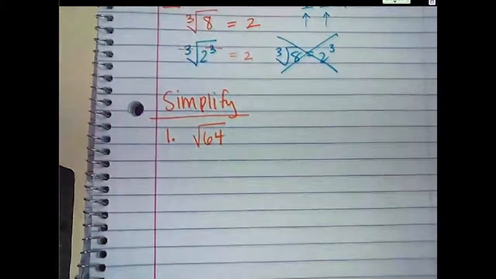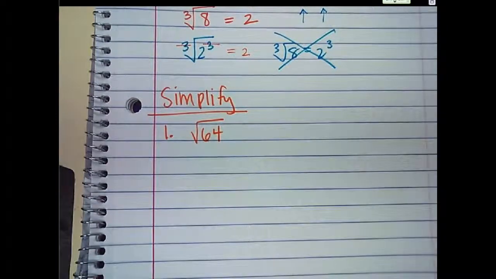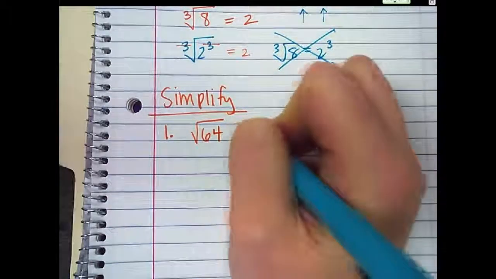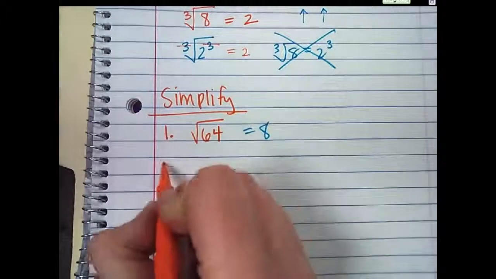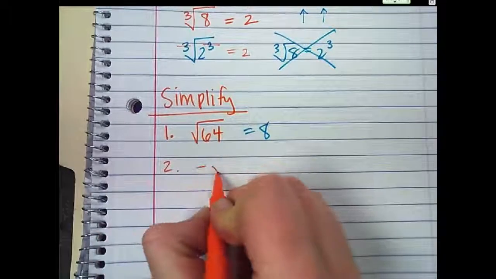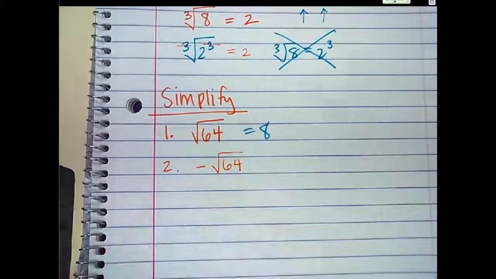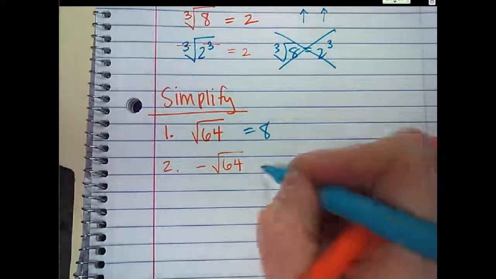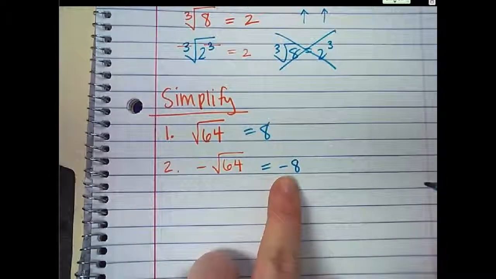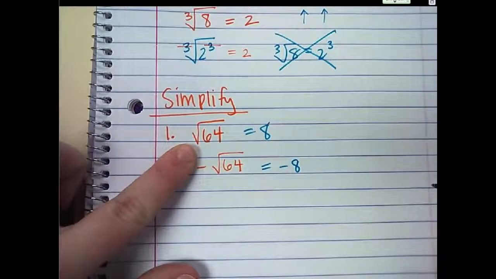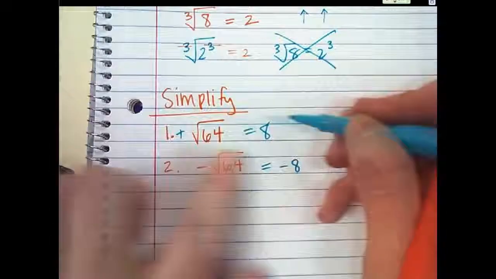Yeah, just simplifying. What's the square root of 64? 8. That's it. That's it, yeah. You know, it's not bad. Yeah, -8. So because there's a negative in front, they're saying, well, we want to make this answer negative. What's in front of this square root? A positive. Yeah, it's a positive. That's why it's +8.